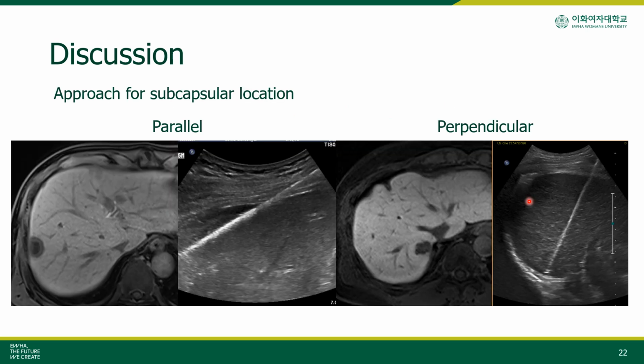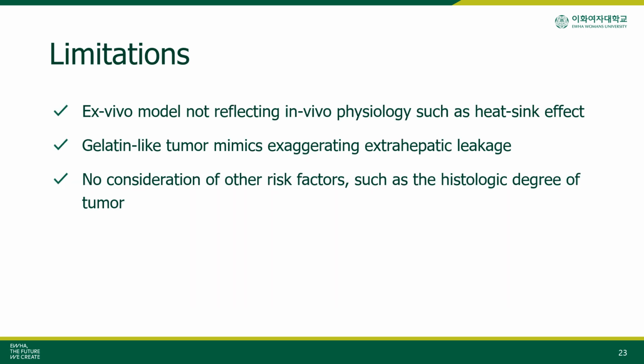A subcapsular tumor in the anterior segment allows parallel access, avoiding direct puncture. But achieving parallel access in the posterior segment, especially segment 7, is very challenging. Therefore, a perpendicular access is inevitable. Low-power microwave ablation is recommended over radiofrequency ablation to reduce the risk of seeding.